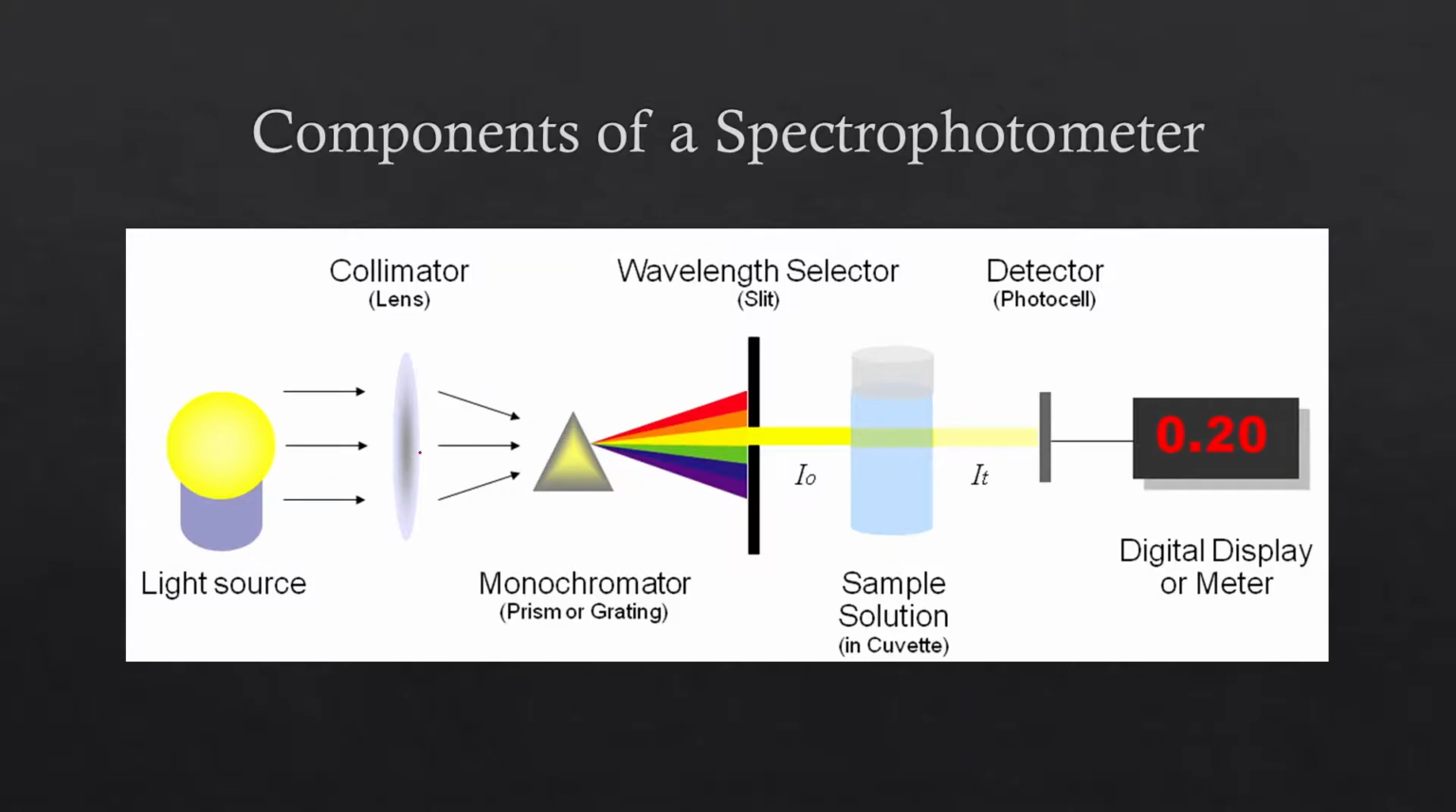This is a simple diagram of a spectrophotometer. It has a light source. It has a lens which will converge the light onto a monochromator, which is either a prism or a grating. It is usually a grating, and the specified wavelength will pass through a slit and through the solution which we are testing. And a little bit of the light will get absorbed, and the rest which is transmitted will be read by a photocell, which will display a value that we can read.